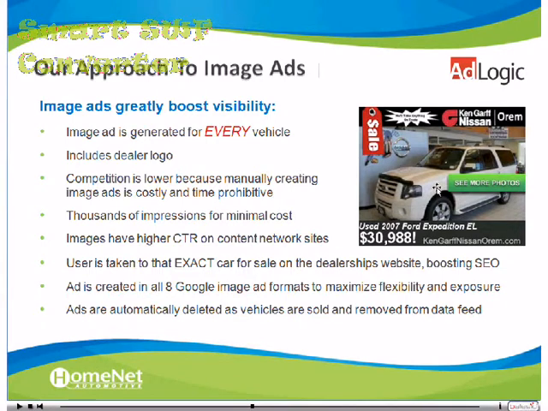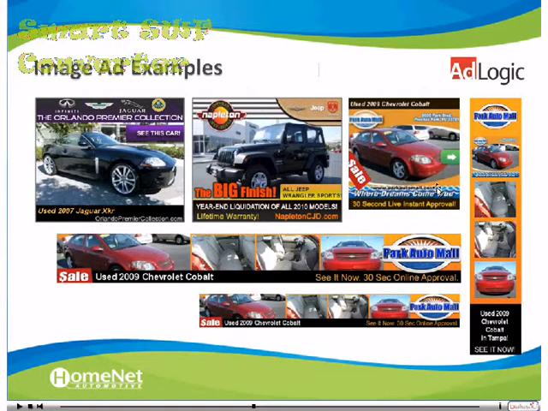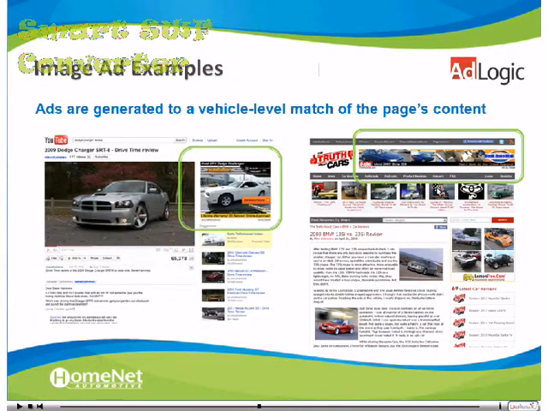Some of the examples of image ads, you'll see here Google has about 8 different sizes that they allow, and we create ads for each vehicle in all 8 sizes so that they can appear wherever Google has a place to put them. Some examples here, and we'll get into more later. Here's an example from YouTube where somebody was watching a video on a 2009 Dodge Charger and you happen to have one on the lot. We'll be able to put your ad right there next to it.